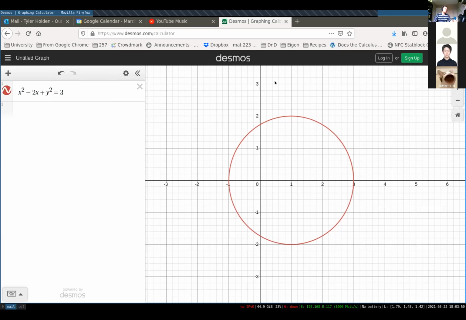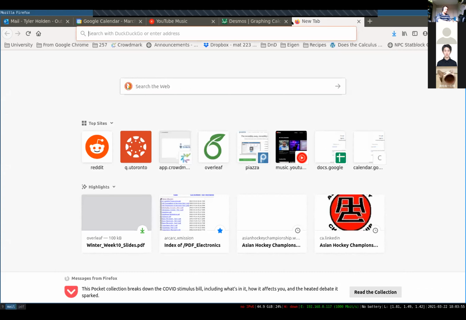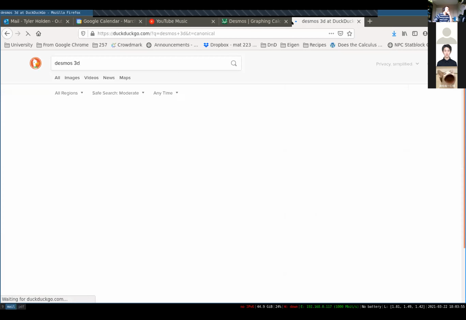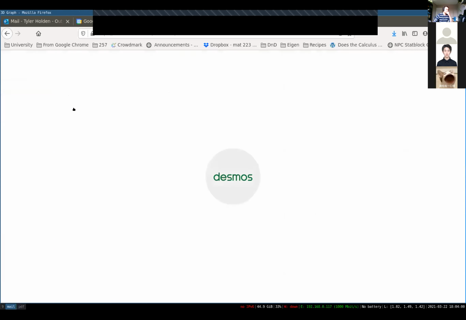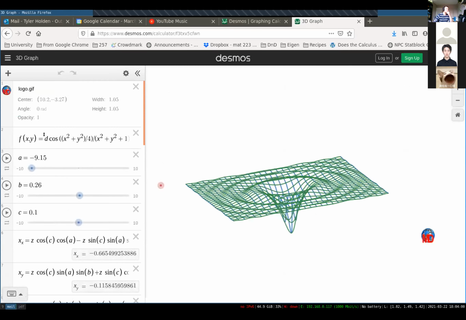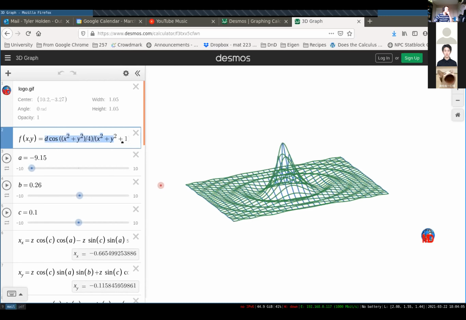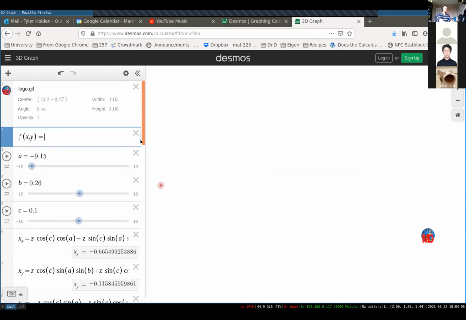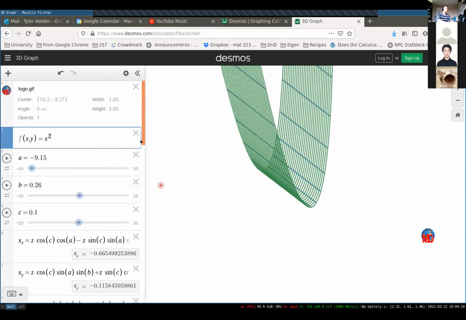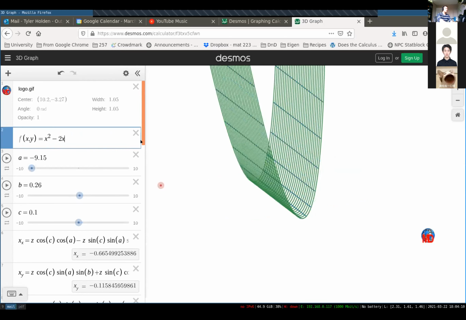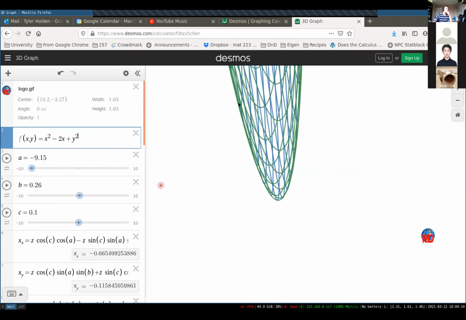There's something else here too. Actually, while we're in Desmos, how do I do the Desmos 3D thing? Let me see if I can give you. What is this D thing? Go away, D thing. Let's see if I can graph this. x squared minus 2x plus y squared. All right, this is good.